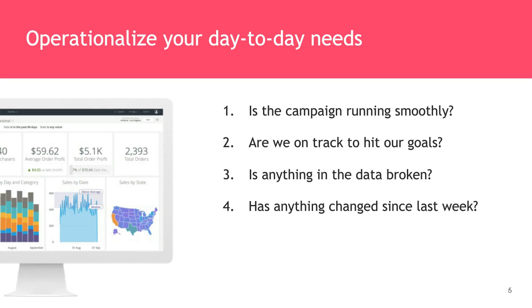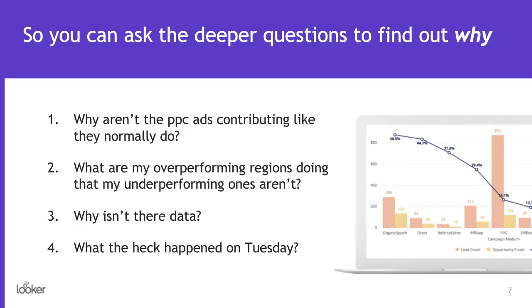So speaking about why, that's really the next level. If we're tracking something operationally, it means that it's a practical metric for us, which means that if something changes in it, we need to be able to go do something, and we need to be able to learn more about it. So in the situation where we just launched the campaign, maybe it's not performing because our pay-per-click ads aren't contributing like they normally do. Let's go dig in.